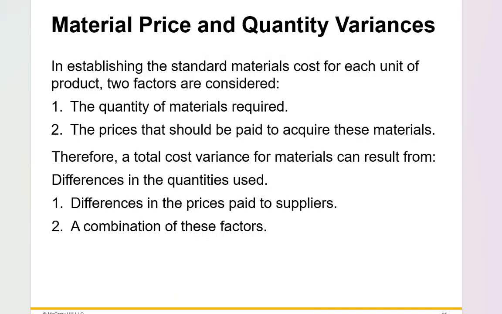Let's go ahead and start to compute these. In establishing the standard cost for each unit, we looked at the quantity of materials required, how many materials we used, and the price that should be paid to acquire these materials. So why is there a variance? Well, it's a difference in the quantities used, a difference in the prices paid to suppliers, or a combination of these factors.